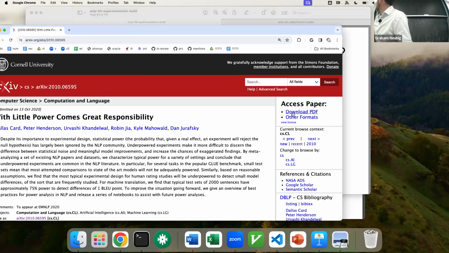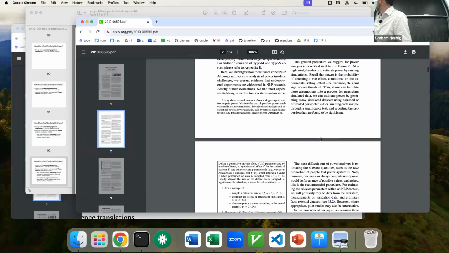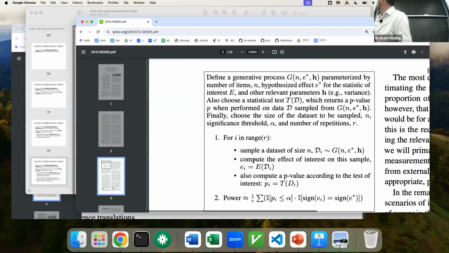But basically the way this works is you sample a data set, compute the effect of interest on the sample, compute the p-value, and then you can calculate the power by basically checking the number of times that the p-value is less than your threshold, multiplied by the fact that the sign is in a particular direction.